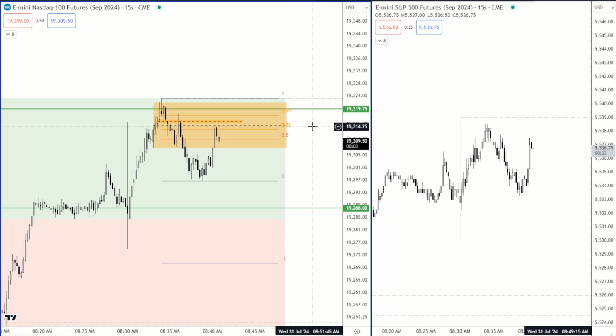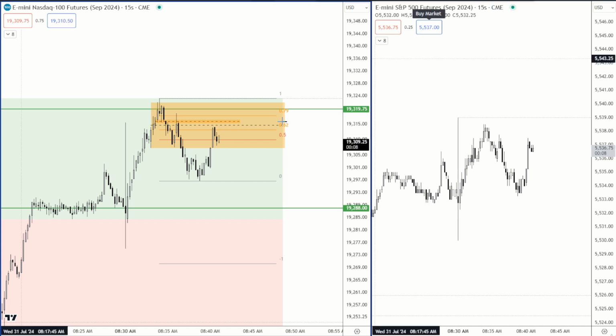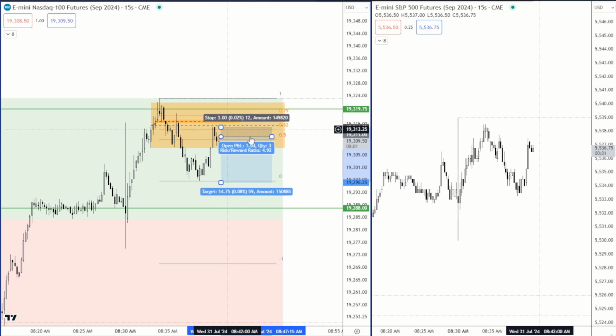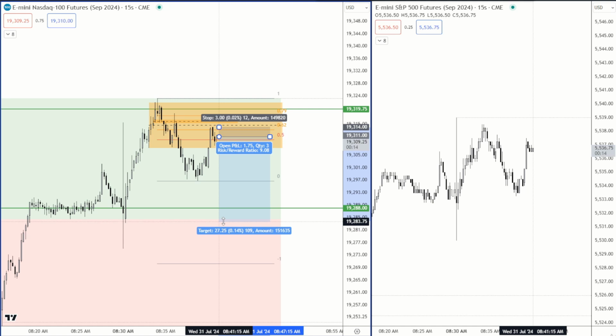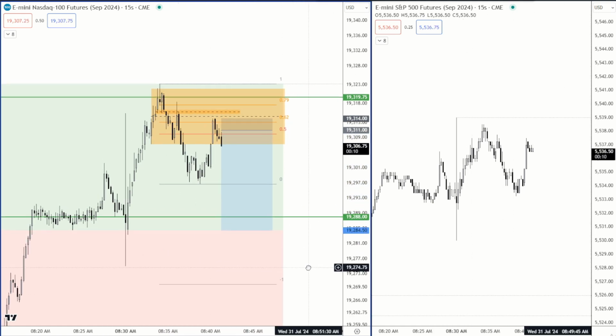My stop's gonna be really tight actually. I'm gonna put it right above this high. Probably. So I'm entering around here, somewhere around here. That's gonna be my stop, and then we're gonna target a discount / this wick here.